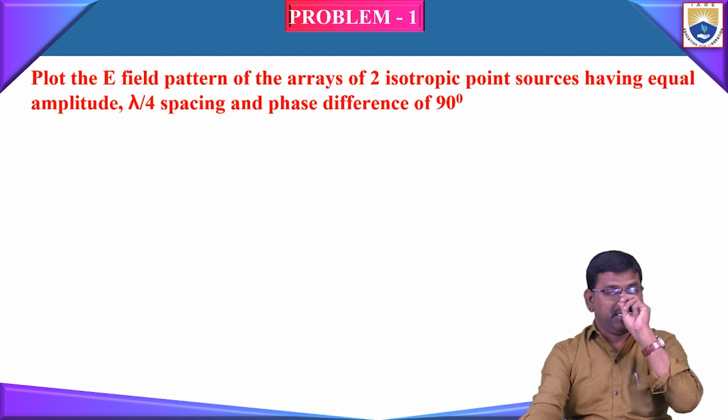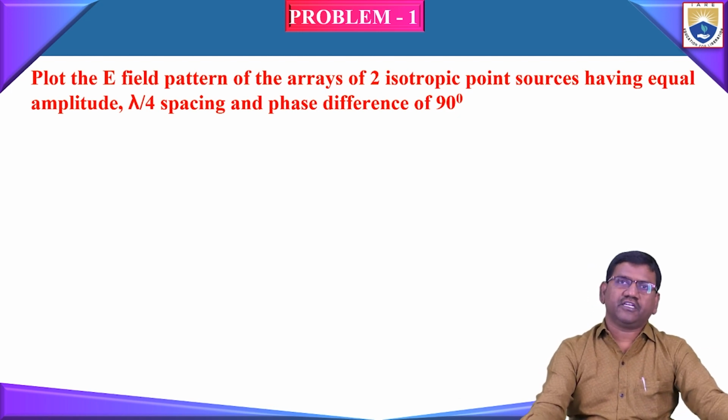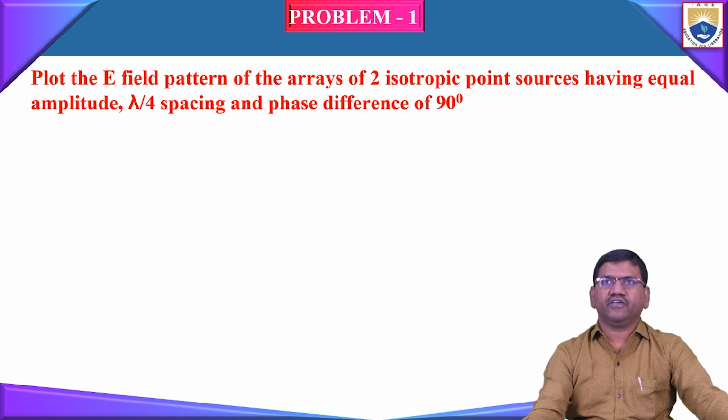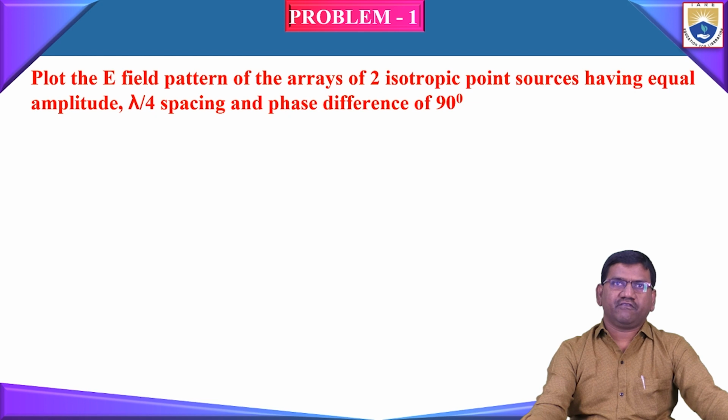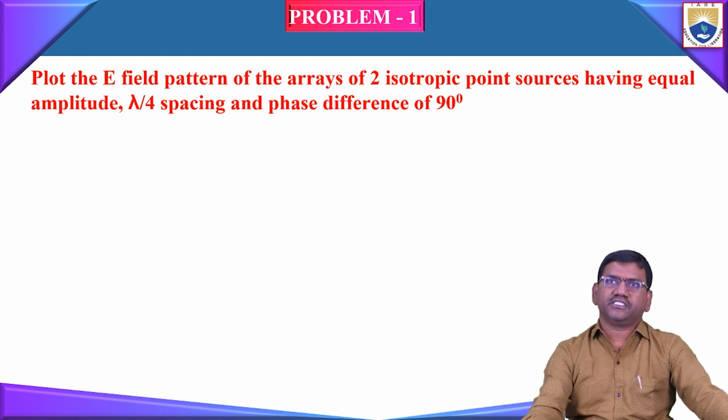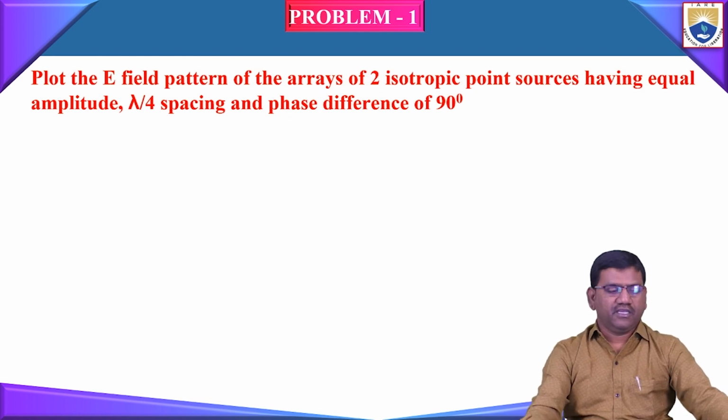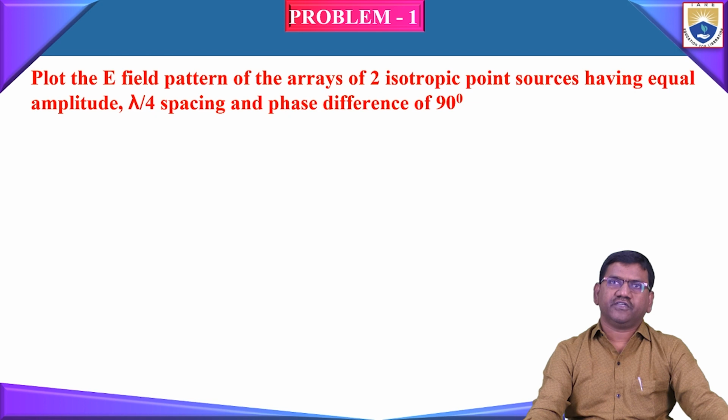We have seen in the earlier theory classes what is the electric field produced by two isotropic point sources having equal amplitude and phase. But here the phase difference is given as 90 degrees, and we have derived the expression for same phase. So here we are going to take the same expression and substitute the value of phase difference in that expression to find out the E field pattern.